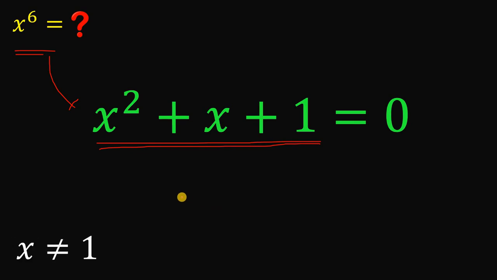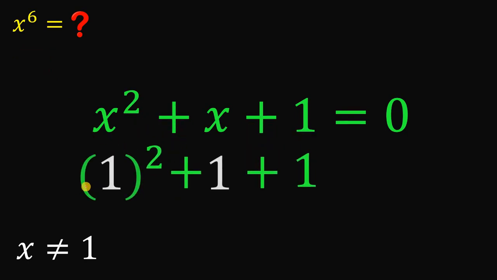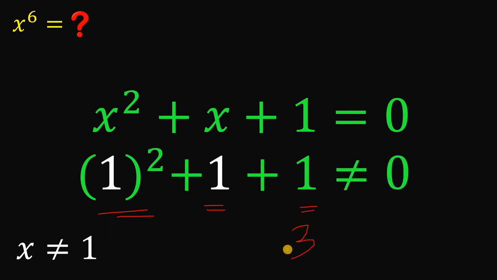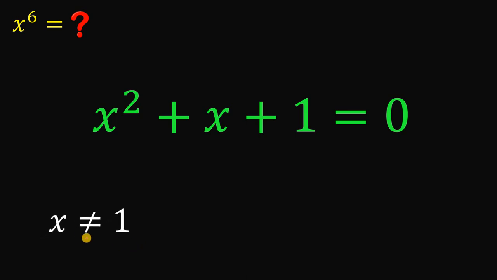Now, here's the reason. If we replace all x with 1, so we have 1 squared plus 1 plus 1, this must be equal to 3, and 3 is not equal to 0. Therefore, given this equation, x is not equal to 1. So keep in mind that x is not equal to 1. Alright? So, why is this important?